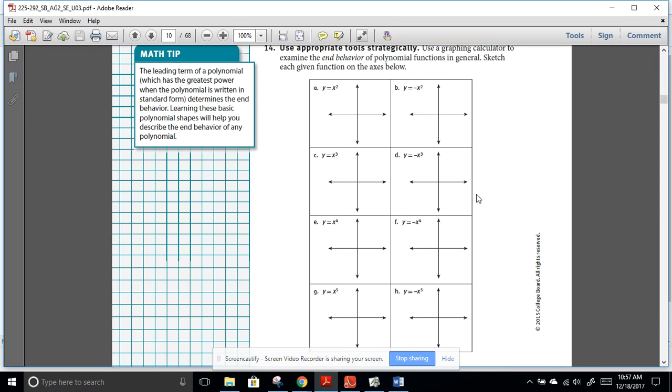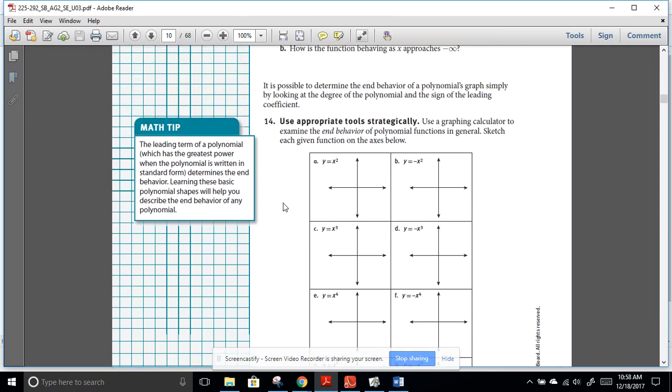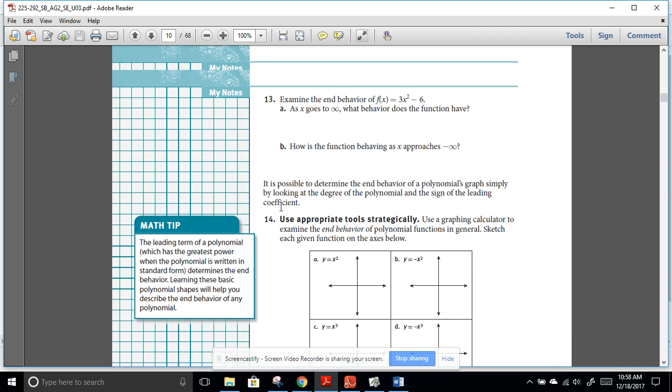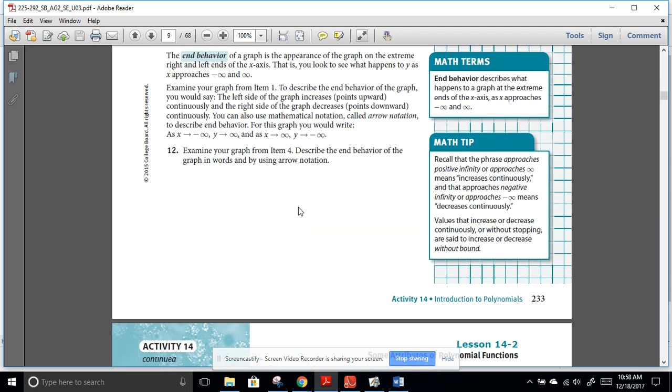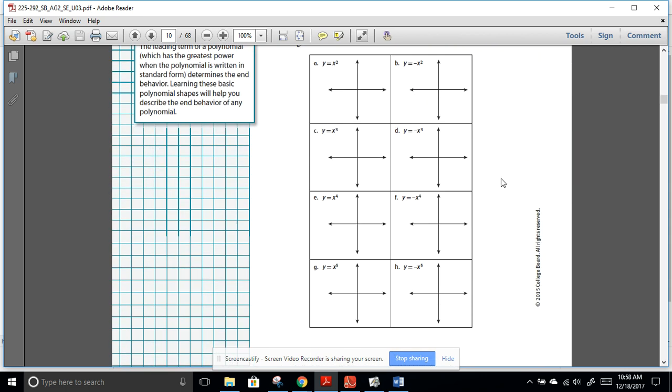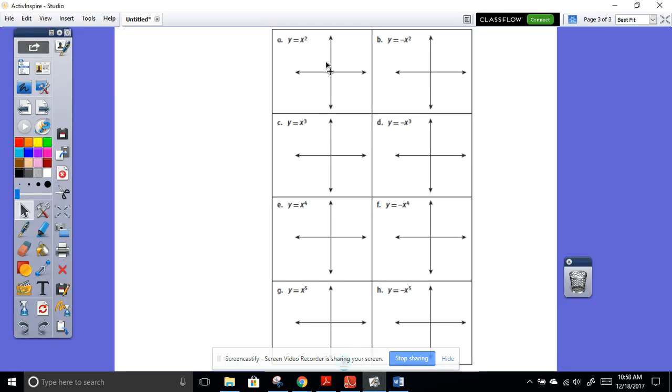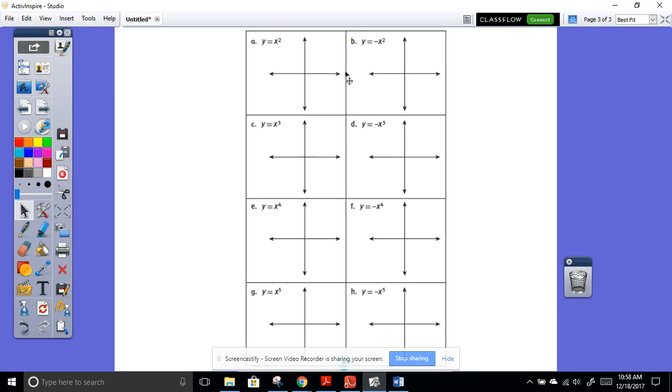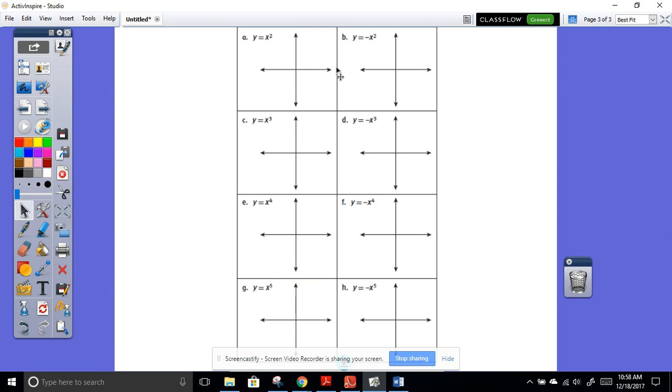Okay, so we were going to talk about end behavior. I'll go back and explain this end behavior as we're looking at these little graphs right here. I've copied and pasted these onto this little thing right here. When they're talking about end behavior, they're talking about what's happening on the ends.